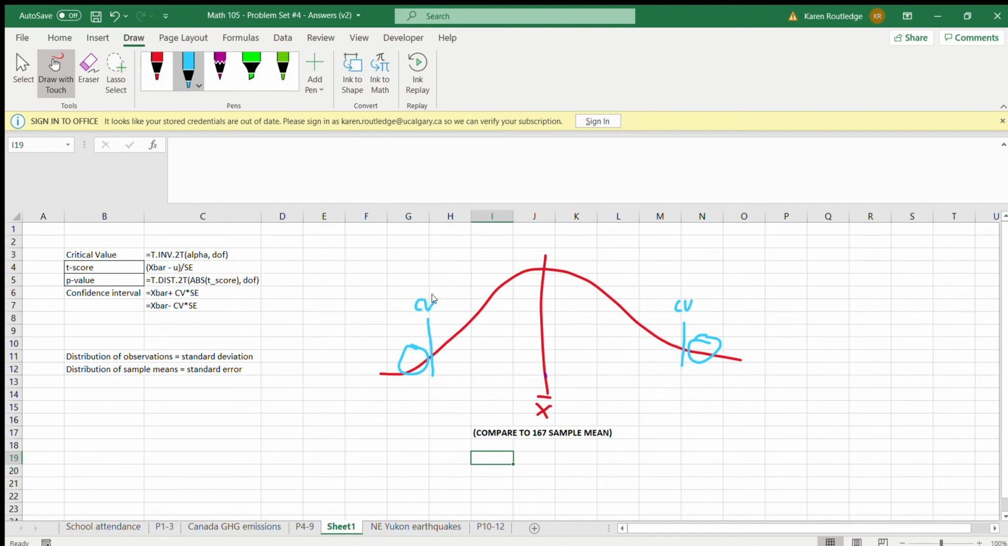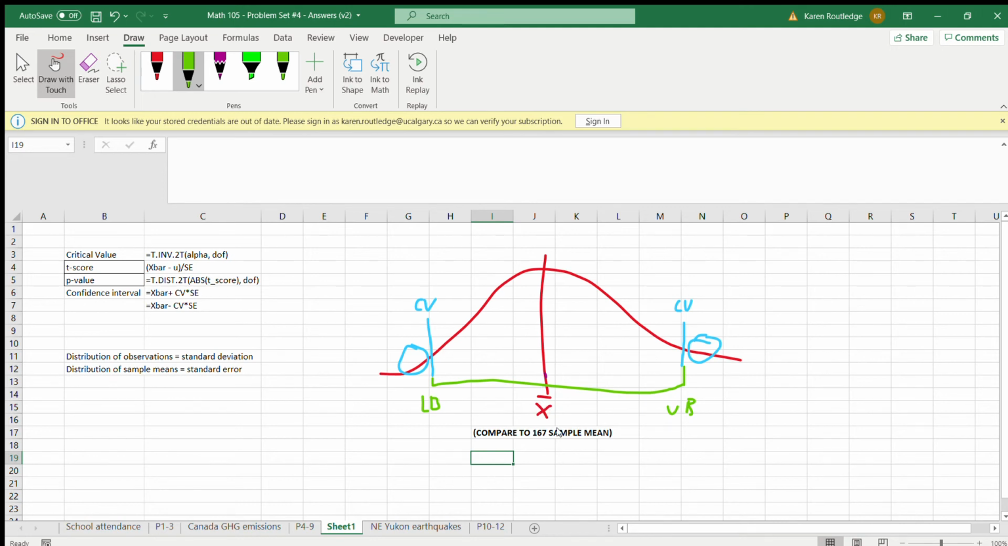That is the way they were defined earlier when we compared critical values to t-scores. The same concept applies for confidence intervals. We still have critical values defining rejection regions. Now, the thing about confidence intervals is the confidence interval is the distance between the two critical values. So we have a lower bound, which is represented by the lower critical value, and we have an upper bound that is represented by the positive critical value, with the mean being in the middle.